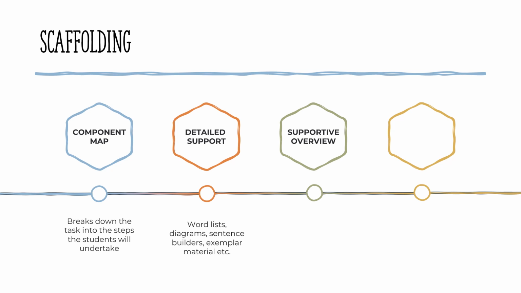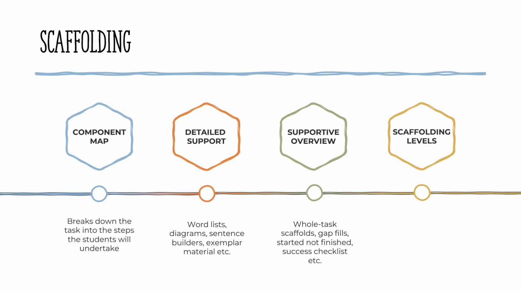We can then also look at this kind of supported overview, so more of a whole task scaffold that might include partially worked examples, gap fills, for example, checklists of success criteria, checking prompts, and again, exemplars of completed tasks as well, so that students have a really good idea as to what a good one looks like at the end of all of this.